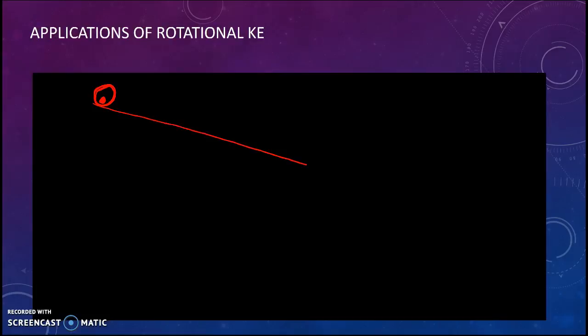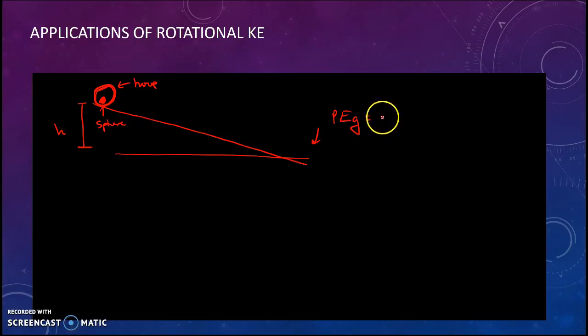Now, a very classic example of how this gets displayed is if we have, say, a hoop, and then we have a sphere, or maybe some other object, going down at the same time. So both of these, this is a ramp. Okay, so we're going to let these roll down the ramp, and they both start at the same height, h. And so they're going to start with the same gravitational potential energy, and then we're going to let them roll down. And at the bottom, all this gravitational potential energy will be transferred into kinetic energy, because we'll put a reference point at the bottom of the ramp.